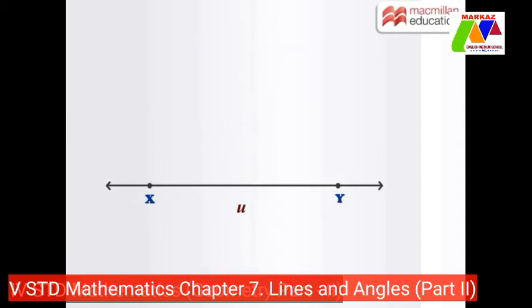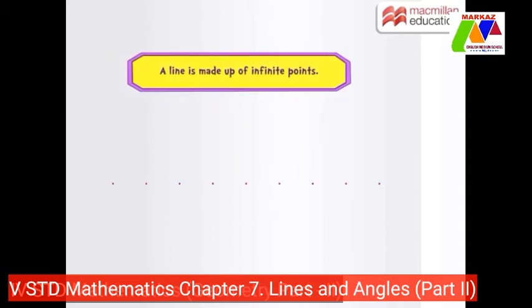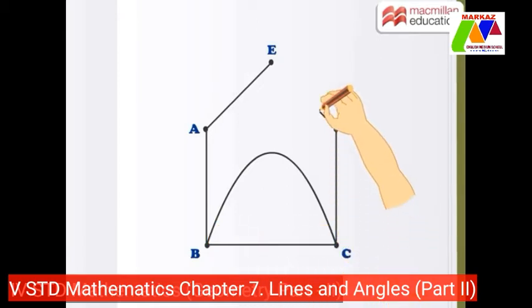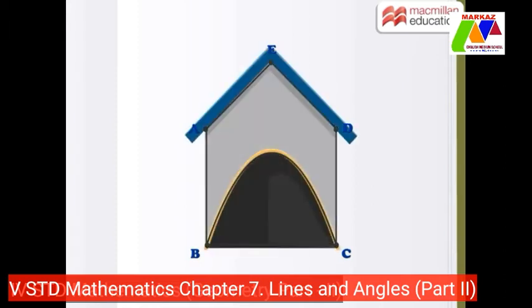Before we go back to our activity, note a line is actually made up of infinite points, and these points come so close to each other to form a line. Look, Monu now completes this activity by joining other points in alphabetical order as shown. This figure looks like your dog house, doesn't it?